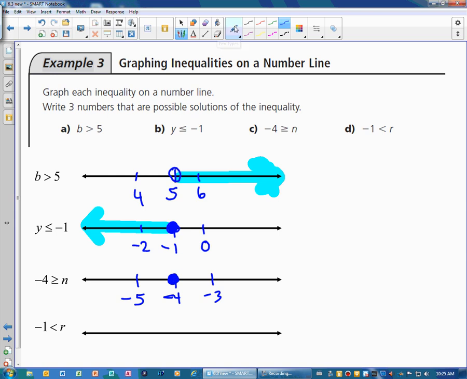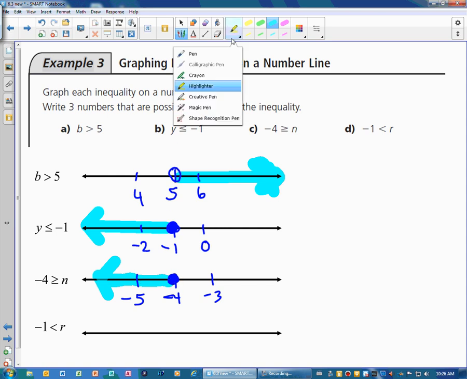So we want, again, this side. Okay? Because -4 is greater than n. So it means n's on this side because -4 is the biggest it's going to be.